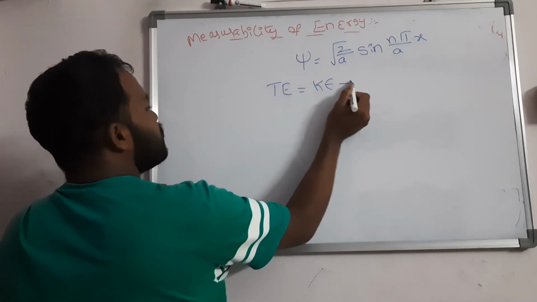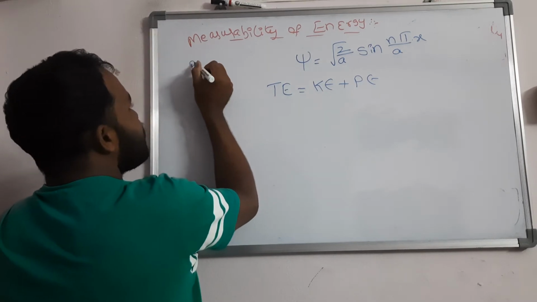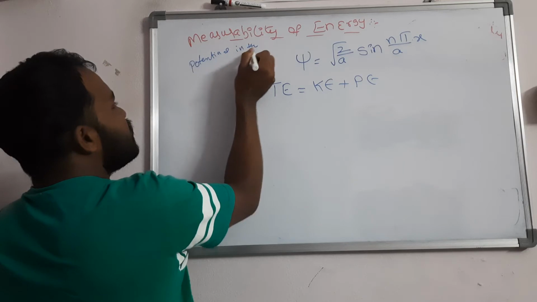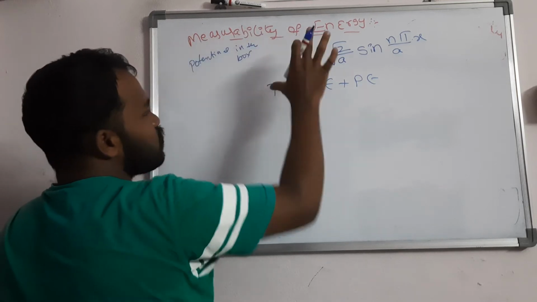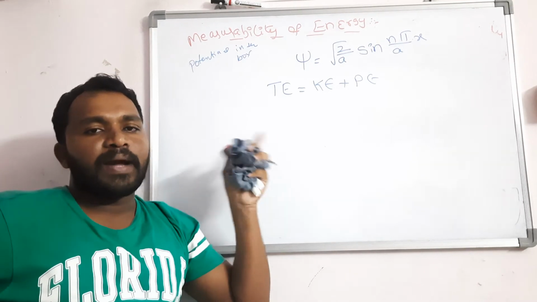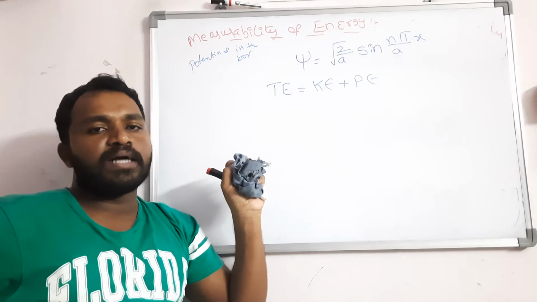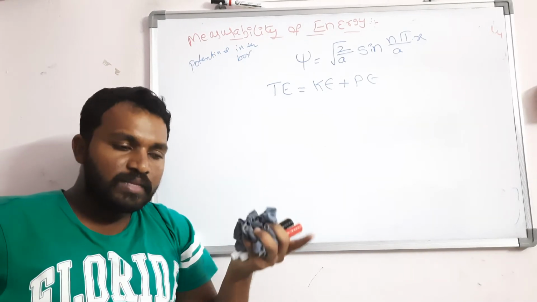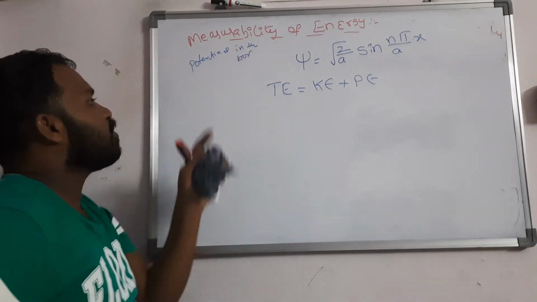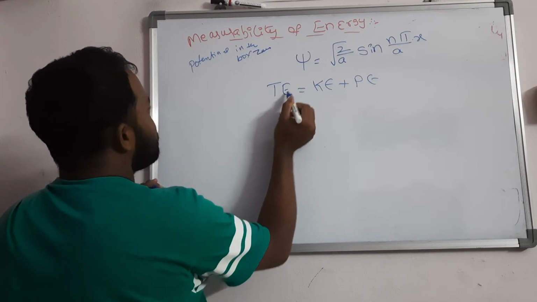So next, total energy is equal to what? Kinetic energy plus potential energy. So in the question you should also mention the potential inside the box is 0. I already told you the question: find the expectation value or average value of a particle in a 1D box having width a and infinity height. So infinity height means the potential inside the box is 0. You should write that.